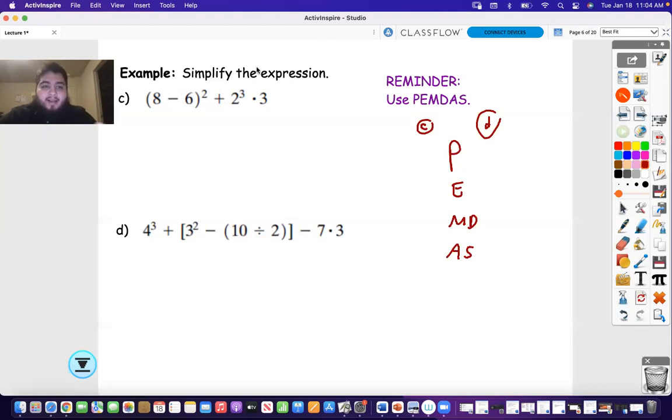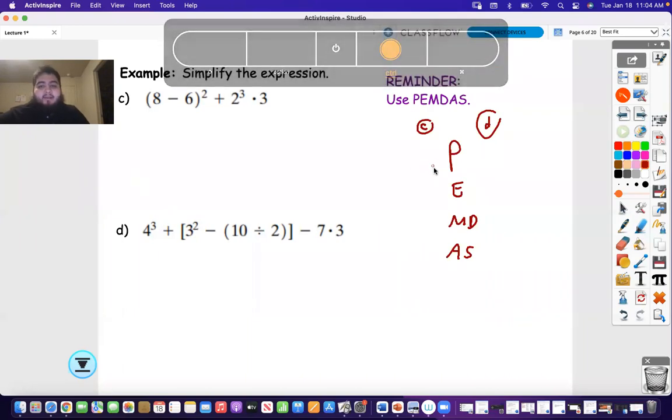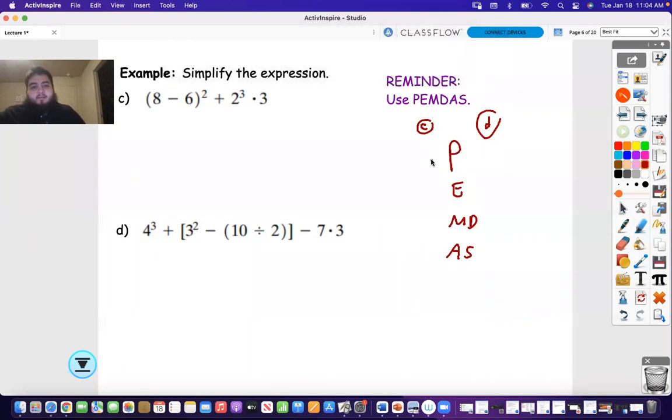So now, look at example C. We have all of this goodness here, starting with the parentheses all the way to the 3. In PEMDAS, what's the first thing we do, guys? Parentheses. Do we have any parentheses in here to simplify? Yeah, what's inside of it? 8 minus 6. What's 8 minus 6? 2. So instead of 8 minus 6, I'm going to replace that with the 2.